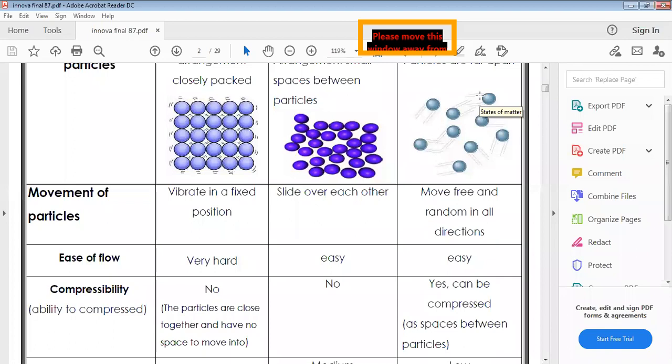Okay, only the gas can be compressed. But what about the solid? The solid has no spaces between the particles to be compressed. It cannot be compressed; it's very hard to compress. What about the liquid too?